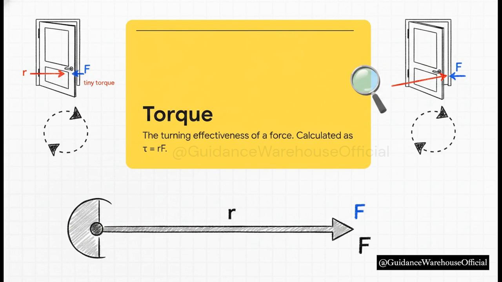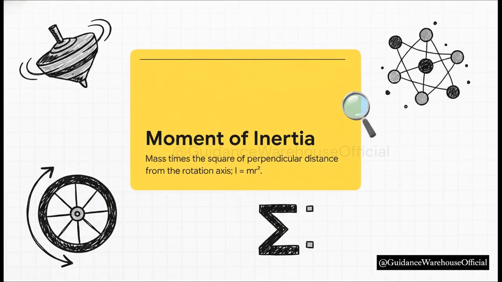When you push near the hinge, that radius r is incredibly small. A tiny radius multiplied by your force means a tiny torque, so the door barely moves. But when you push near the handle, you maximize that radius. A huge radius multiplied by that exact same force gives you a massive torque, and boom, the door swings open effortlessly. Second, we have the moment of inertia, the I in our equation.